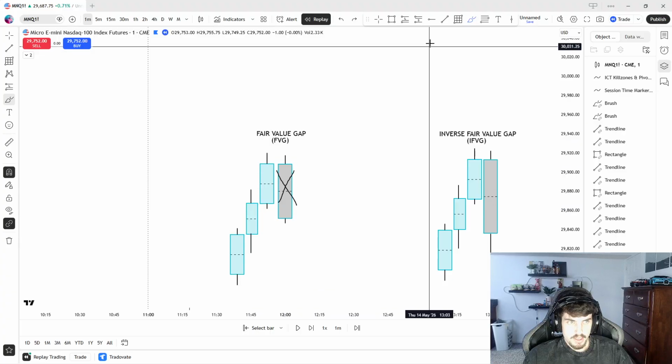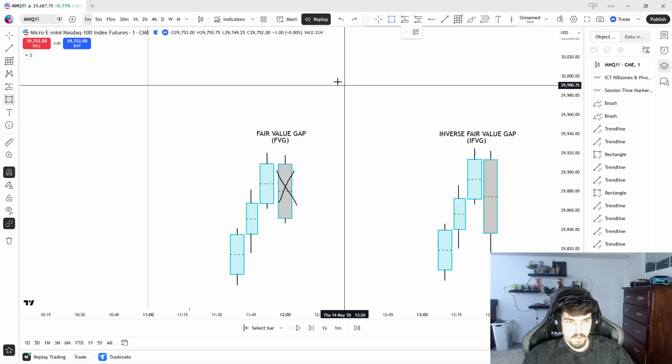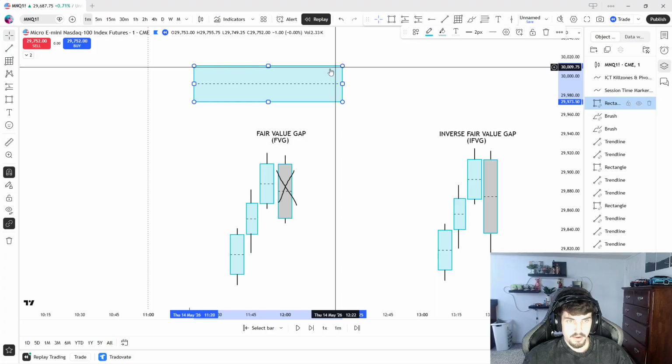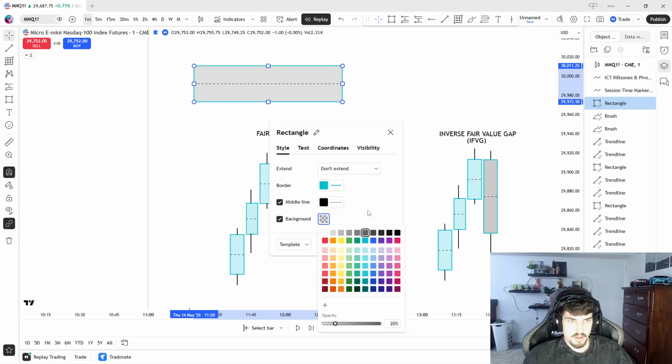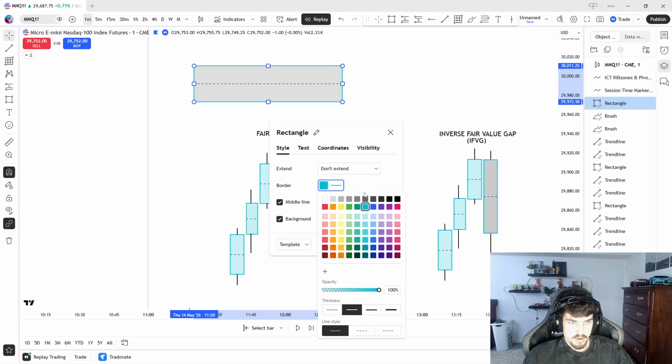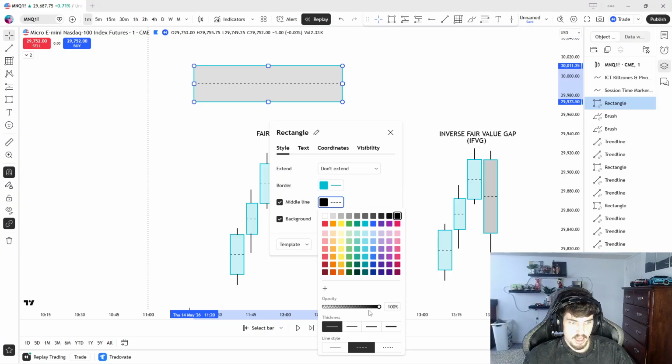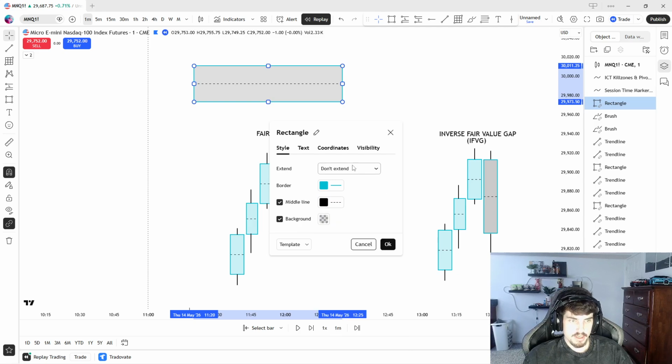And in between these, we can see that if we take our rectangle tool that we had drawn out, I'm going to get you guys to copy this. Put the background to this color, put the border to this, and this thickness and this line style, and then I have the middle line turned on. It probably won't be turned on when you have it, but these are the settings for it.